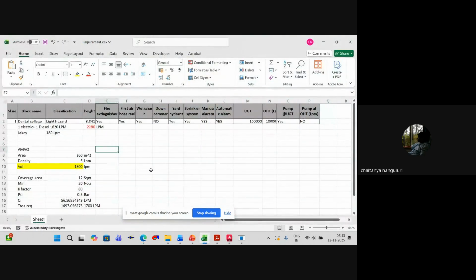Yeah. Able to see the screen? Yes, sir. Right. Okay. ठीक है.